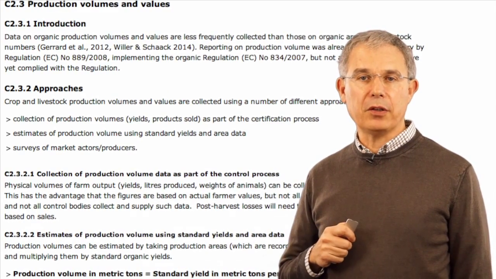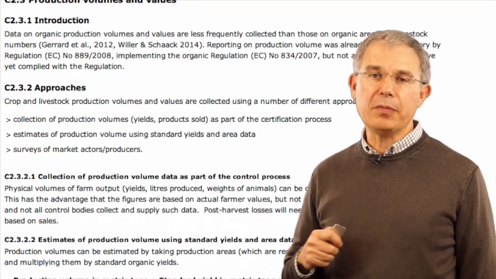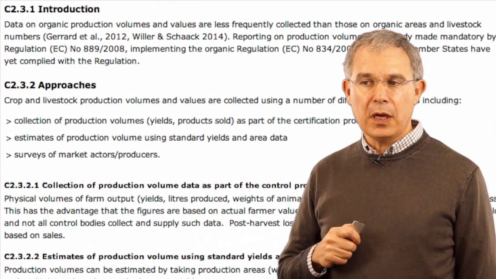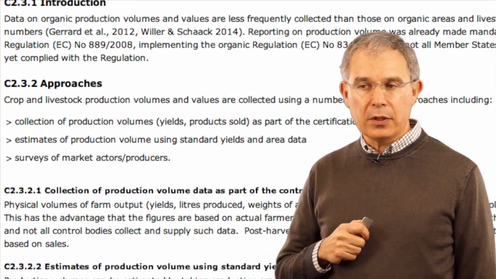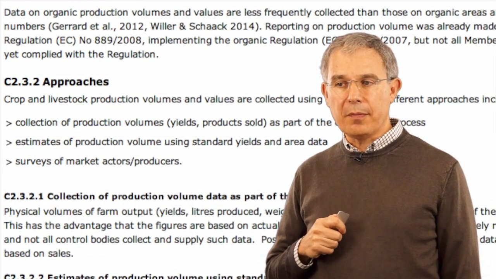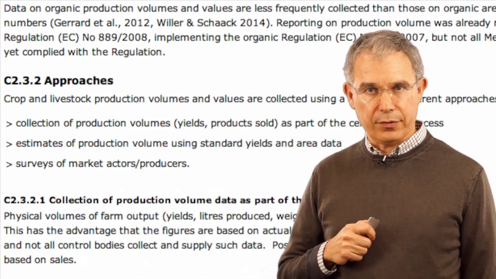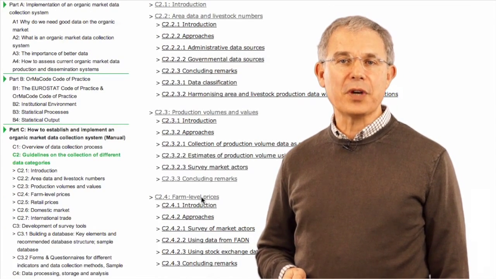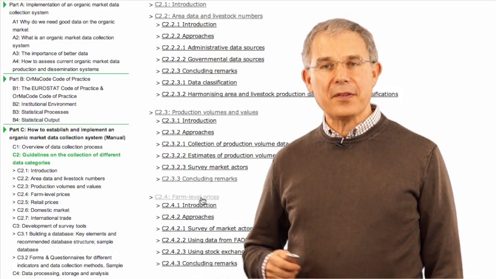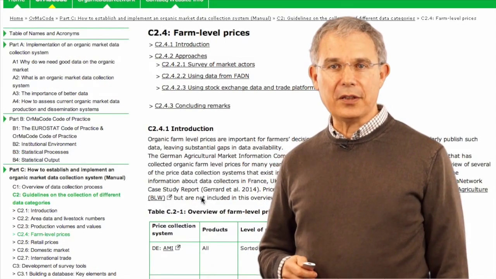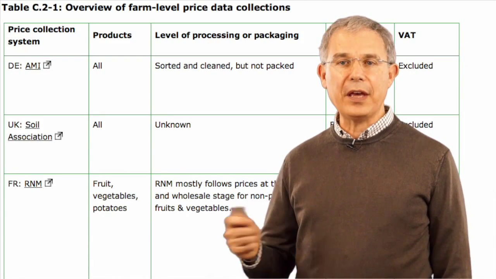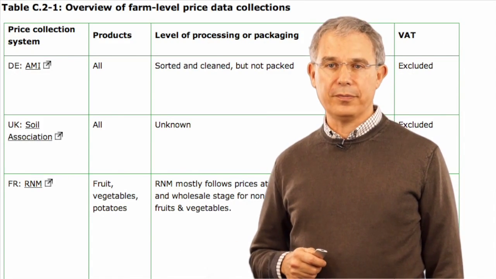These data can be collected by control bodies. They can be collected through using standard estimates and multiplied for the areas, or we can collect this data by survey or market actors. Farm level and retail prices are collected only in a few countries in Europe. The methods which are used to collect this data are very diverse in each country, and they range from surveys to other means of data collection.